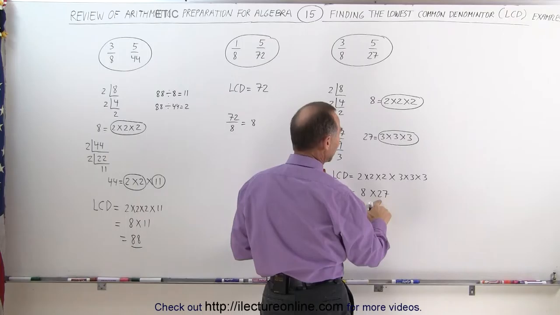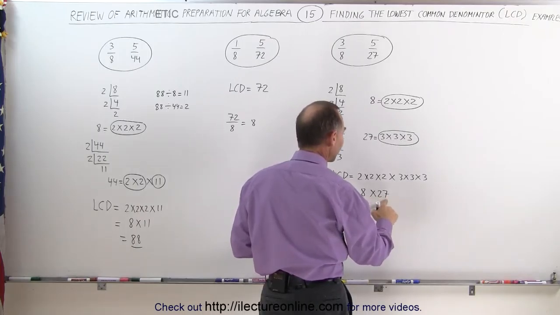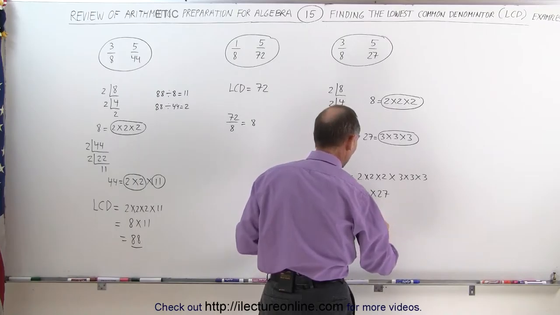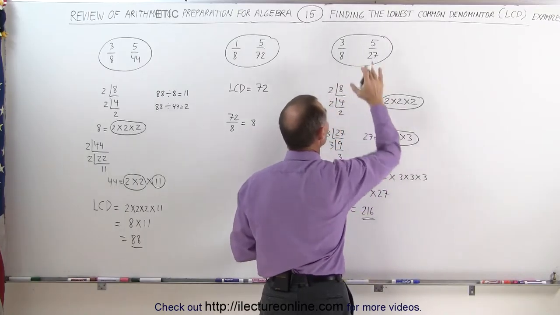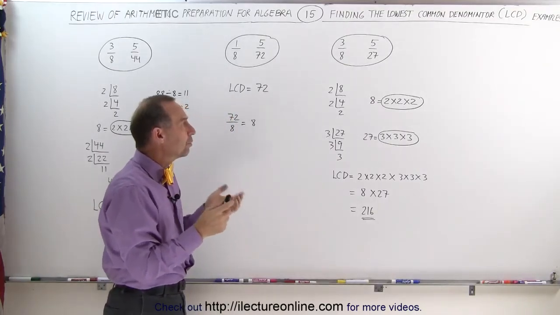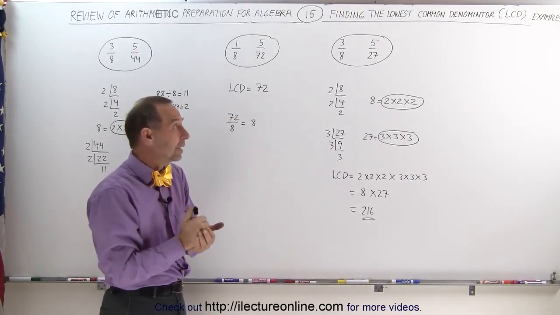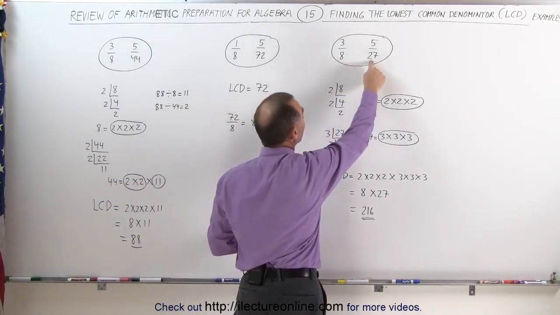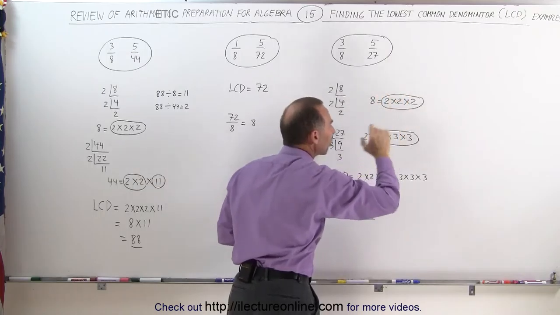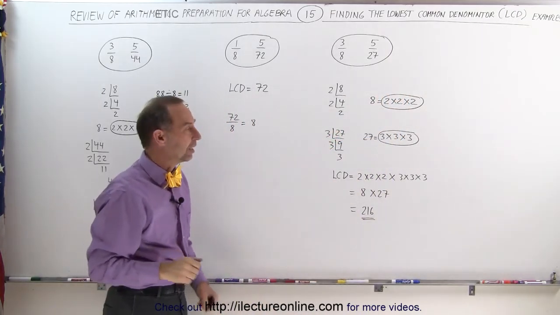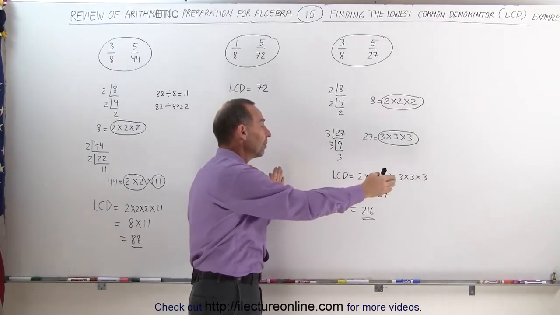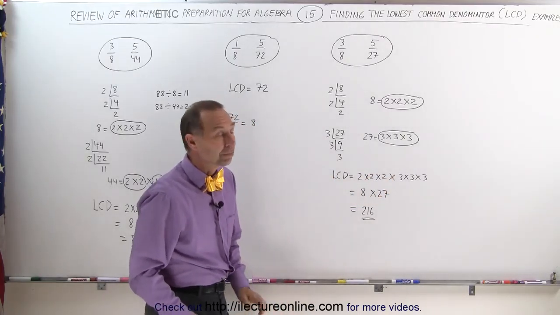8 times 20 is 160. 8 times 7 is 56. 160 plus 56 is 216, which is simply the product of the two denominators. So the way you get the product of the two denominators to be the lowest common denominator is, if both of these are prime numbers, which in this case they're not, or if they do not share any common factors. If they don't share any common factors, then the lowest common denominator is simply the product of the two denominators.